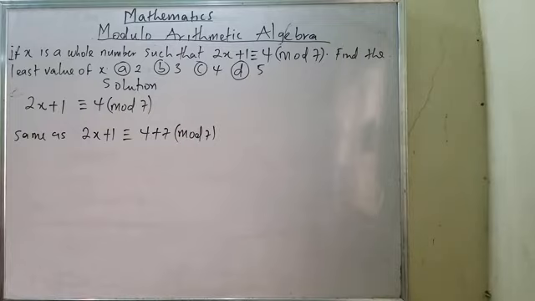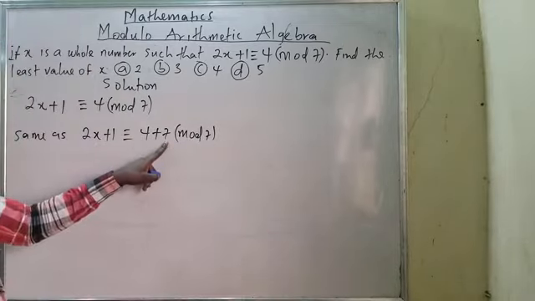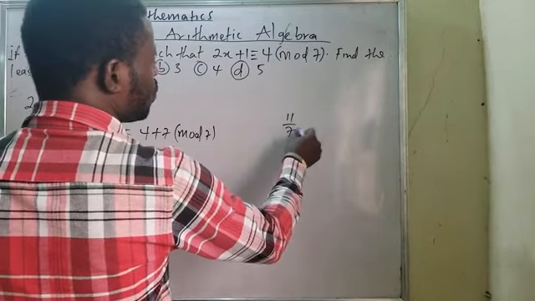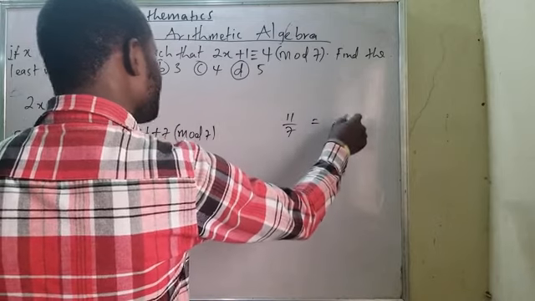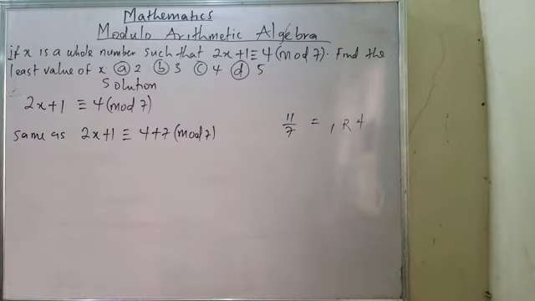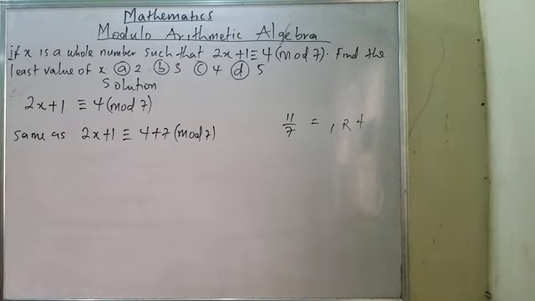Now, since I have that, what am I talking about? 4 plus 7 becomes 11. 11 divided by 7 is how many times? 1 time, remainder what? Remainder 4. That is why you are having that. You are working towards the remainder.